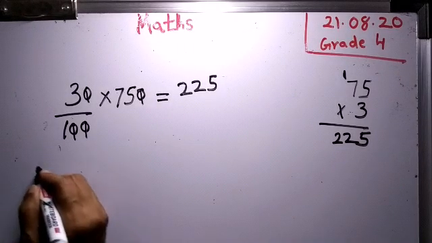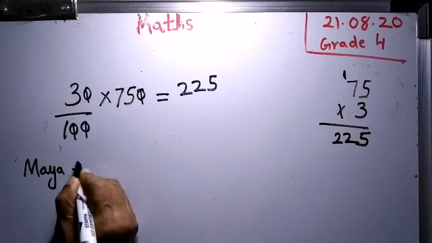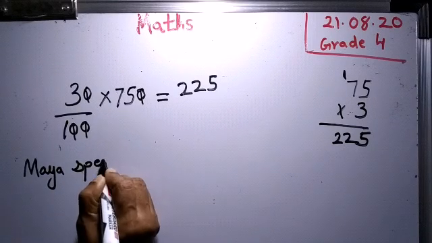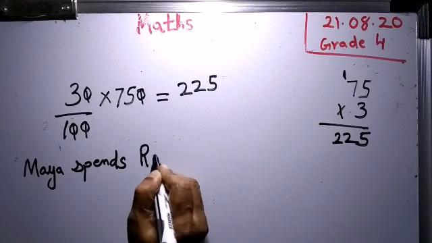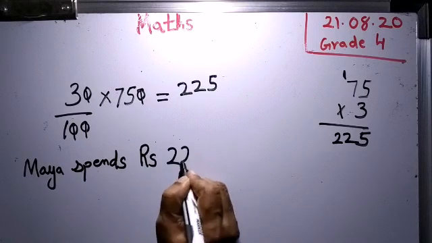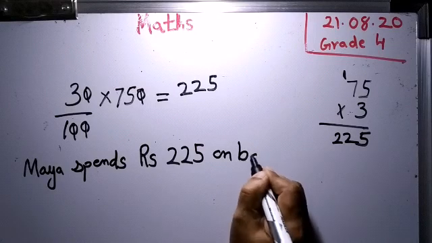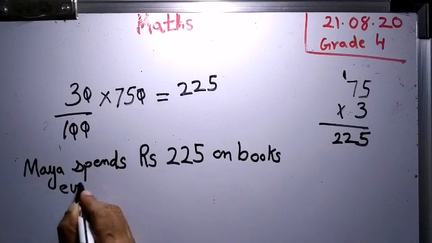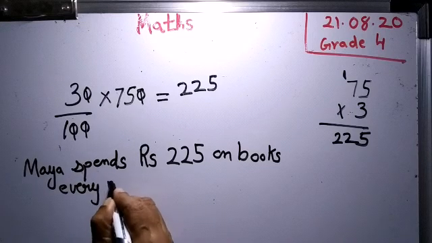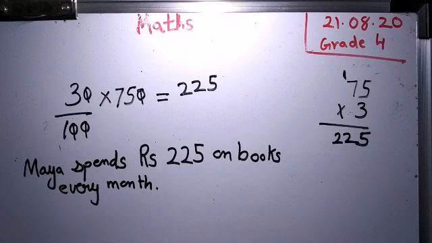So you may write here, Maya spends rupees 225 on books every month. Right, children?